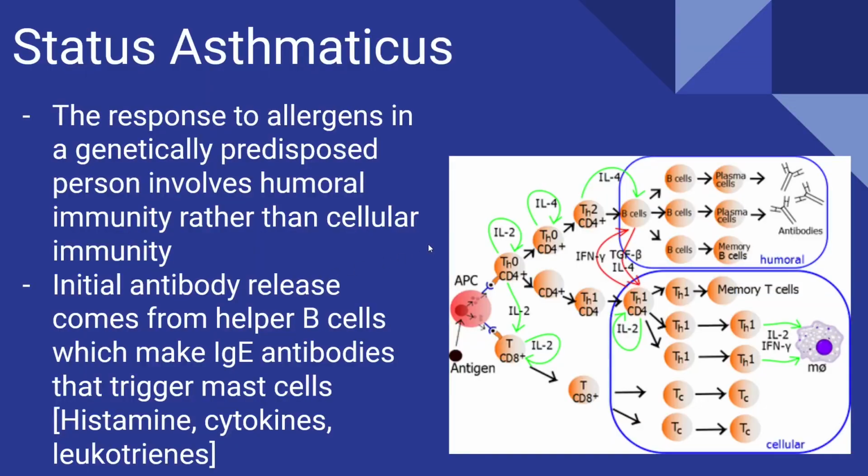So status asthmaticus is this idea of a genetically predisposed person responding to an allergen, either one they've already been exposed to or a potentially new one, and we're utilizing the humoral immunity rather than cellular immunity. So we're taking B cells to make antibodies to recognize pathogens like dust or mites, and instead of using macrophages, we're using the mast cells, which create a histamine response, or using cytokines or leukotrienes to kind of combat this allergen.